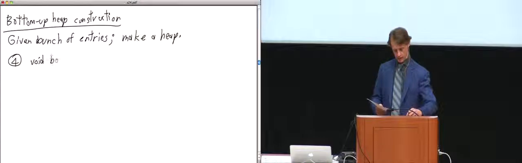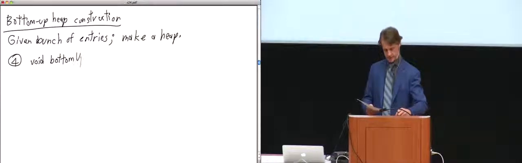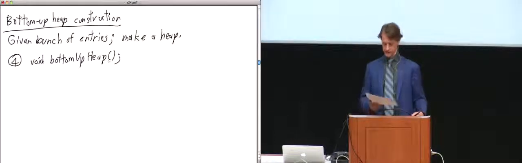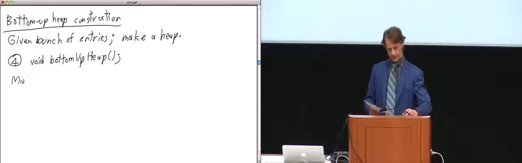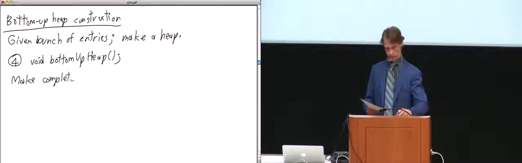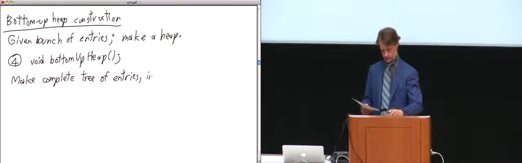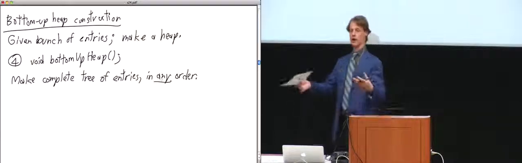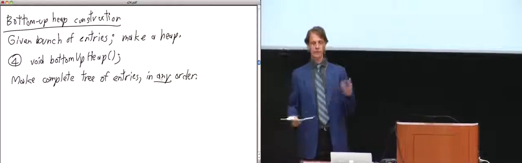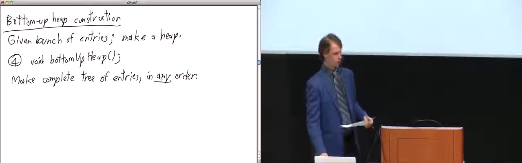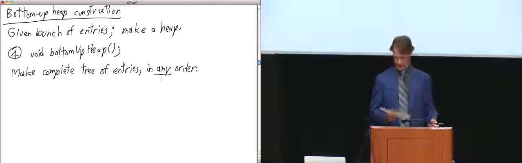And so I think this is listed in the Goodrich and Tamassia textbook as a method called bottom-up heap. And the idea is first you make a complete binary tree out of the entries in any order. So it's not a heap yet. So now I've just got a complete binary tree with numbers in some random order, and I need to enforce the heap order property. How fast can I do that?